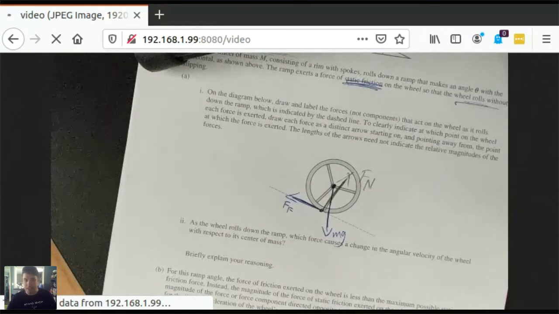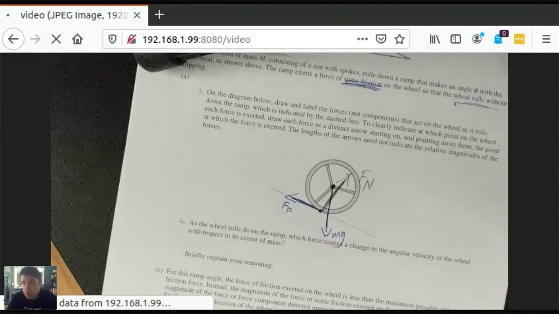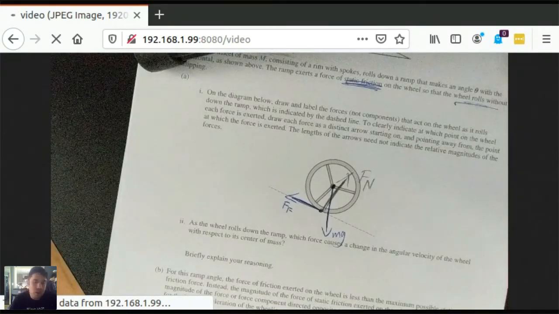All right, part A, part II. As the wheel rolls down the ramp, which force could cause a change in the angular velocity of the wheel with respect to the center of mass? So which of these forces could make it actually rotate differently? Well, if you guys haven't done rotational motion, this one would be kind of tough. But the best answer is the only force that is actually perpendicular.